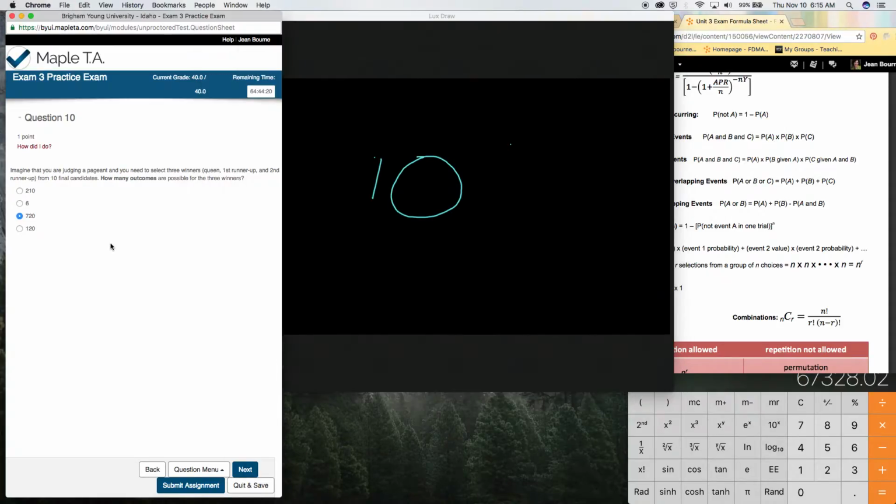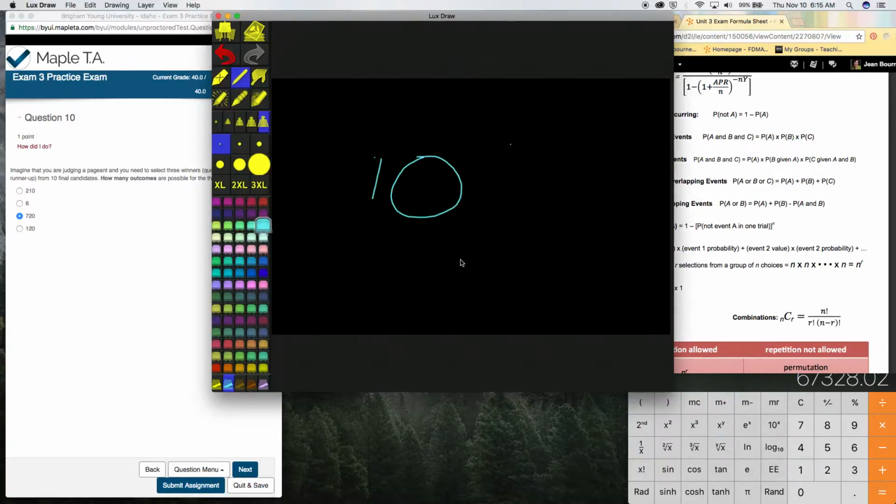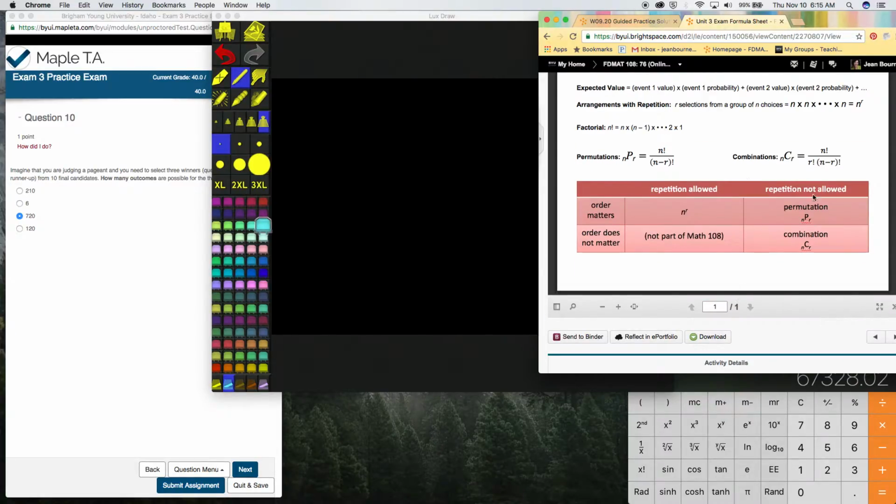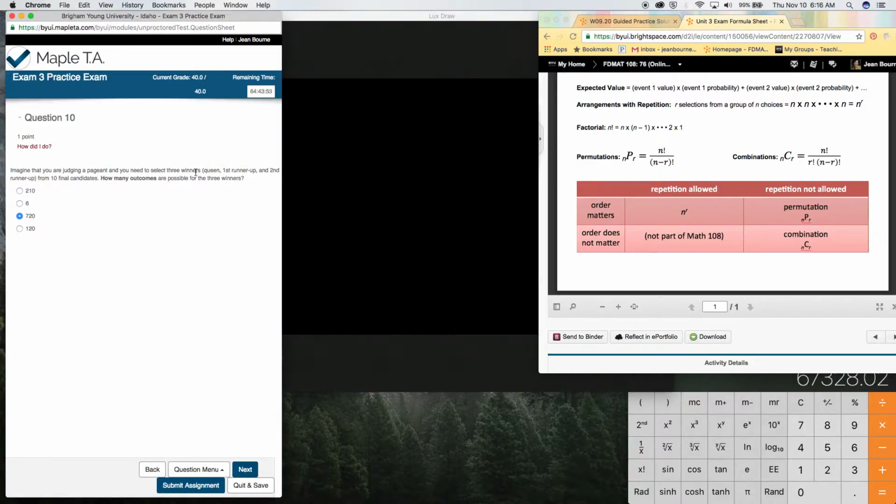All right, imagine that you are judging a pageant and you need to select 3 winners, a queen, a first runner-up, a second runner-up from 10 final candidates. How many outcomes are possible for the 3 winners? We want to know if repetition is allowed. Whenever we're choosing and trying to find the number of outcomes, we're going to use this little table. So is repetition allowed? Can one person be the queen and the first runner-up? The answer is no. And so repetition is not allowed.